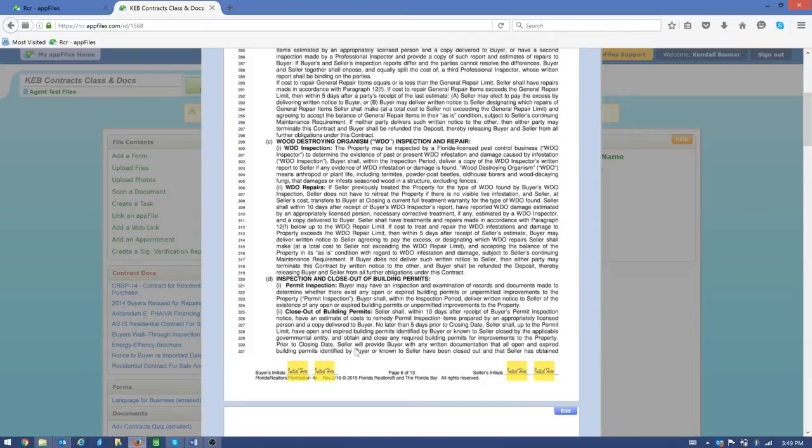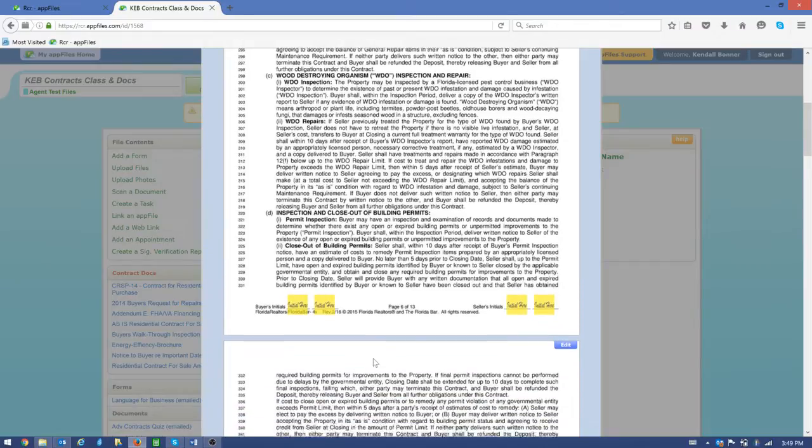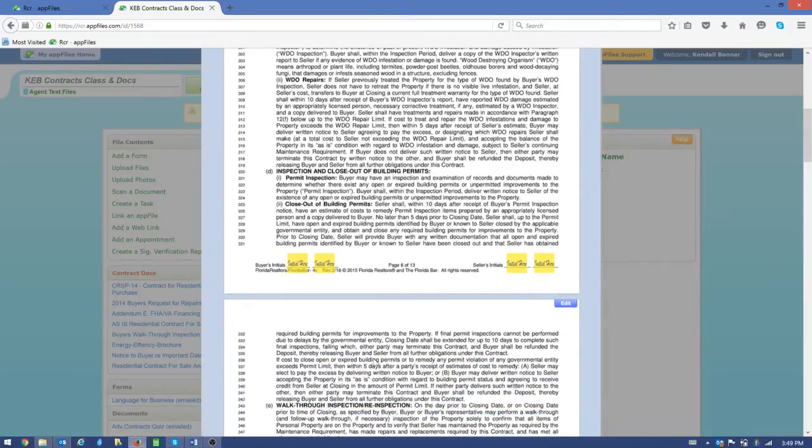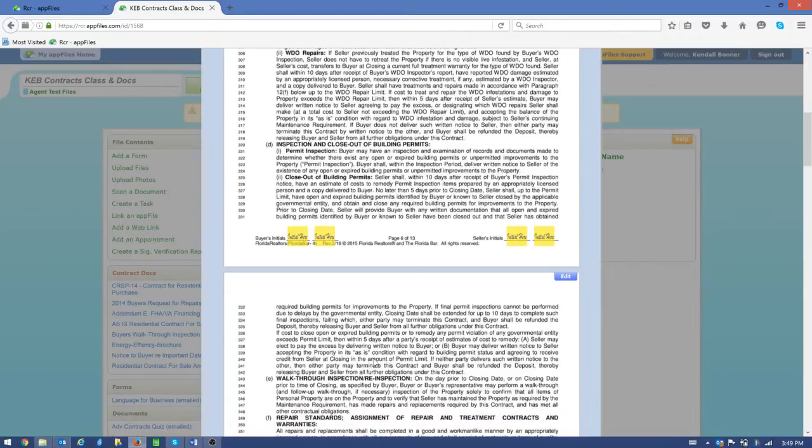Prior to the closing date, seller will provide buyer with any written documentation that all open and expired building permits identified by the buyer or known to the seller have been closed out, and the seller has obtained required building permits for improvements to the property. So what does that mean?